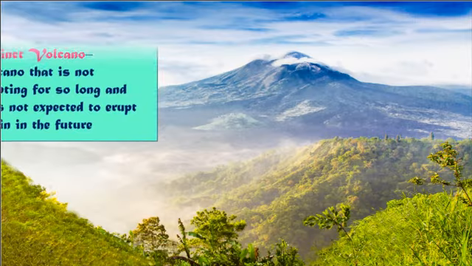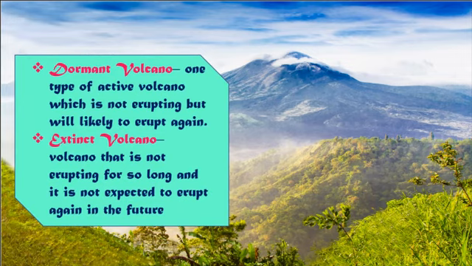Another information is the dormant and extinct volcano. When we say dormant, it is one type of active volcano which is not erupting but will likely erupt again. But when we say extinct, it is one volcano that is not erupting for so long and is not expected to erupt again in the future. So in short, when we say dormant, there's still a chance of exploding. But when we say extinct, there's no chance that this volcano will erupt.